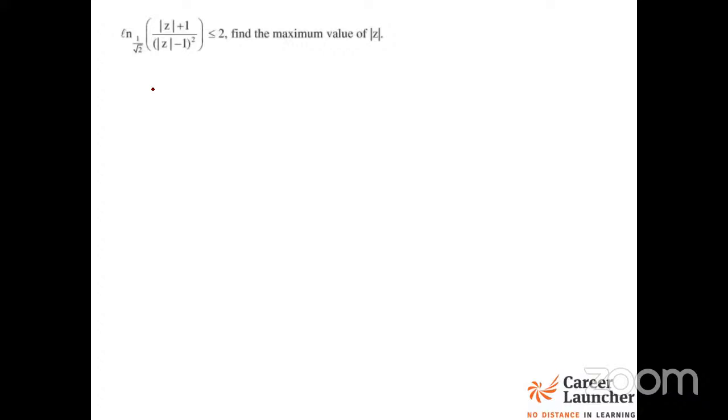So the next one, mod z plus 1 upon mod z minus 1 whole square less than or equal to 1 by root 2 whole square, which will become 1 by 2. But the base is less than 1. As the base is less than 1, the inequality will change. Less than will be converted to greater than. So if you simplify, this will become 2 times mod z plus 2 greater than or equal to mod z whole square minus 2 times mod z plus 1. So bring all terms on one side: mod z whole square minus 4 times mod z.